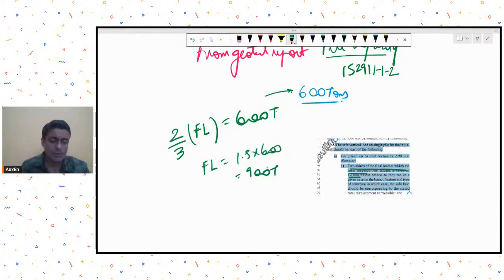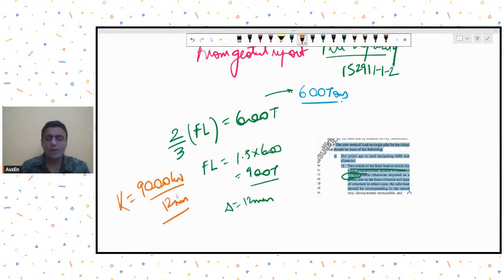And at this load, what was the settlement? Tell me. What was the settlement? So settlement was, as you can see from the codal provision, around 12 mm. That is how they had defined it. So at 900 ton, the settlement was 12 mm. So you can use this concept to find out the K, and then you can say K is equal to 900 into 10 kilonewton upon 12 mm, and then you can find it out in kilonewton per meter units. Is that clear?